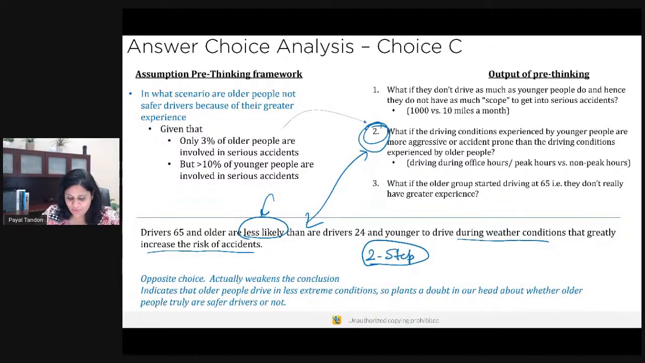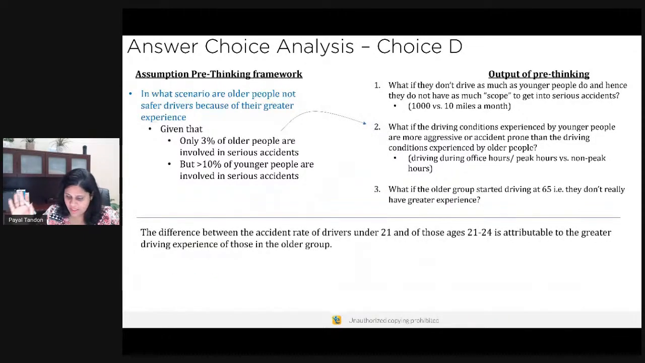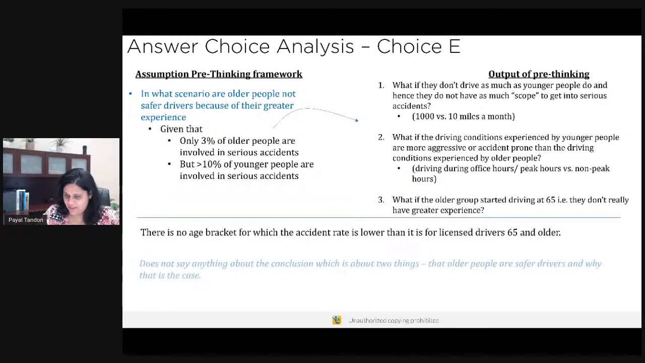You need to simplify what the answer choice is saying. What the answer choice is saying over here is that these older drivers are less likely to drive in extreme conditions. And you know that in these extreme conditions, there are going to be higher chances of accidents, right? So these older drivers don't have that much scope to get into an accident. So again, it's going in the opposite direction. Choices D and E, none of you actually selected, so we can just skip that.